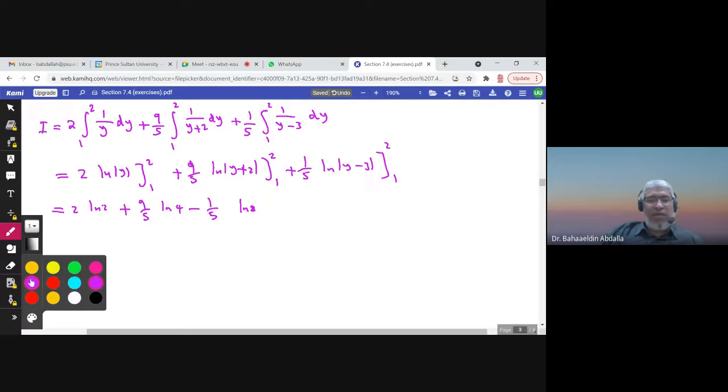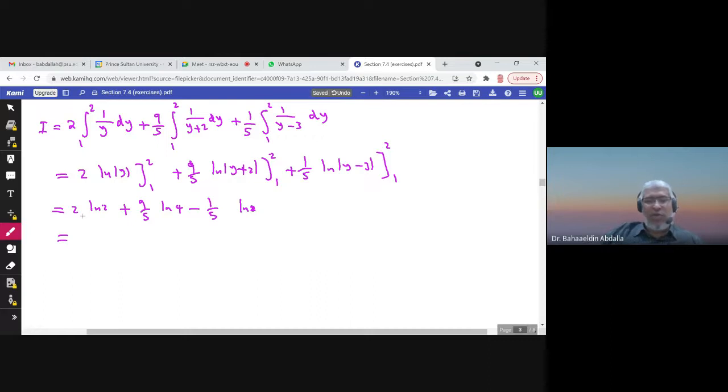And since I have 2 ln 2 and 1 over 5 ln 2, I can even simplify more. 2 is 10 over 5 minus 1 over 5. So that's 9 over 5 ln 2 plus 9 over 5 ln 4. If you want, you can do more than that, but this is enough in my opinion.